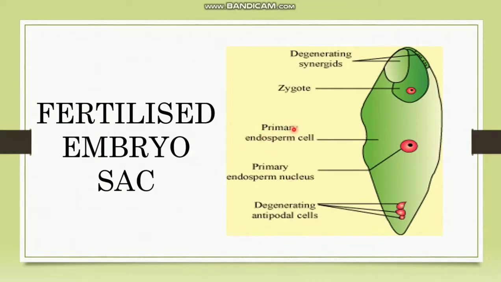Here you can see the central cell got converted into the primary endosperm cell and these three nuclei fused and formed the primary endosperm nucleus. These two structures are the result of triple fusion and the zygote is formed due to syngamy between the male and female gamete. So this is how double fertilization takes place.